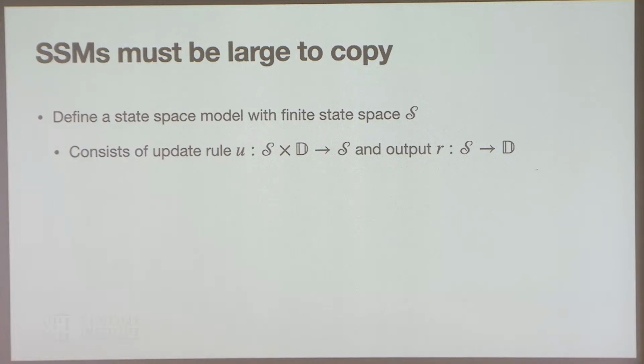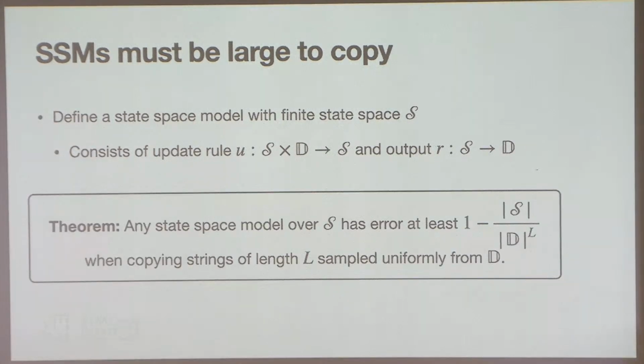Okay, so this is a positive result for transformers. They can copy. A negative result, which maybe should be obvious: if we have a state space model, by which, for our theory, we only mean that there's a fixed state that is being updated. So we have some update rule on the state, and some output rule that maps the state to the next token. We assume that the state space is finite, so there's a fixed number of bits that encodes the state. The result is very simple: any state space model with a fixed number of states will have an error that decays, I guess, exponentially with the length of the sequence.